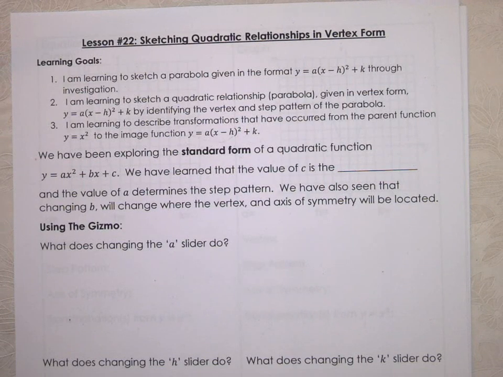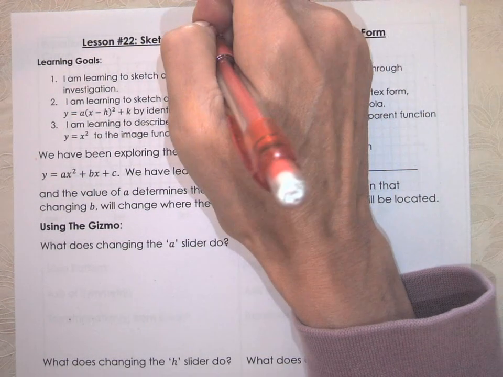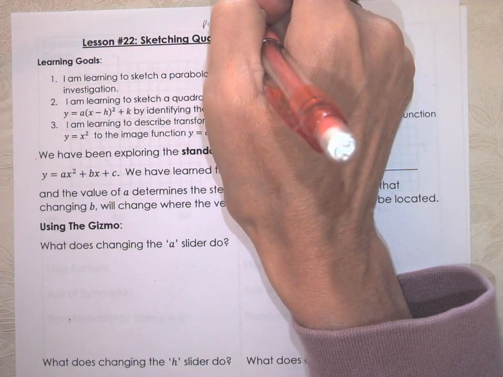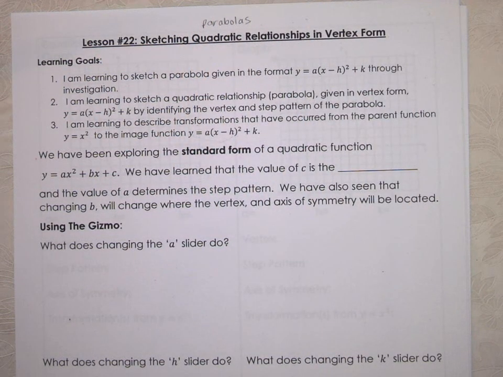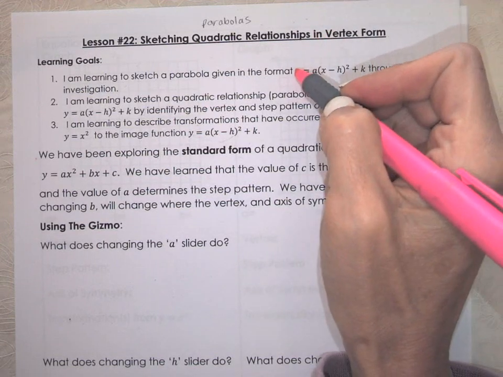Hi everyone. Today we're gonna learn about sketching quadratic relationships in vertex form. So again, quadratic relationships are parabolas. And once you learn about vertex form, it's the most graphing friendly form of the quadratic. We're going to be seeing three different forms over this unit. So we're learning to sketch a parabola given in this form, which is vertex form.